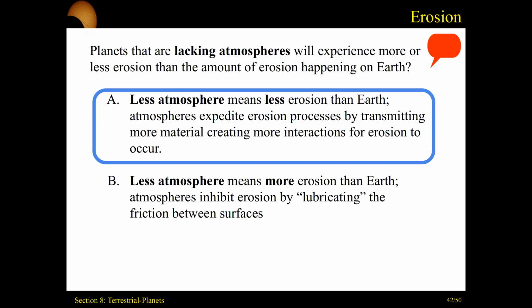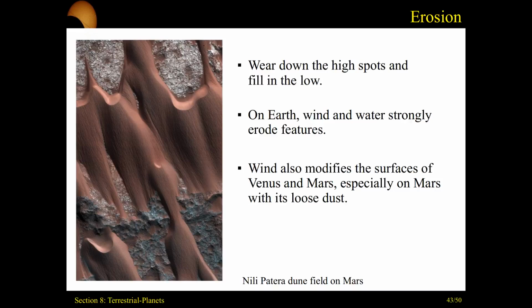Atmosphere allows sand and dust a way to transmit, and you have more material flying around, bouncing, hitting off each other. There are more interactions, so greater amounts of erosion can occur. Now, what erosion does is it wears down things that are high and brings material down into the lower regions, filling them up. Examples here, a dune field on Mars, you can see the soil being stretched out. So it's taking loose grains and filling in the regions and grinding away at higher regions.